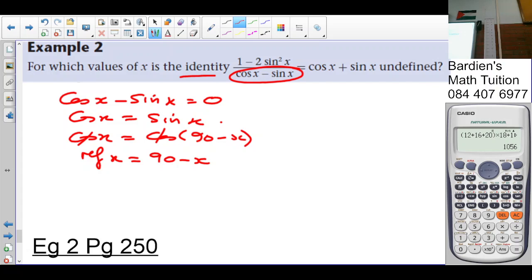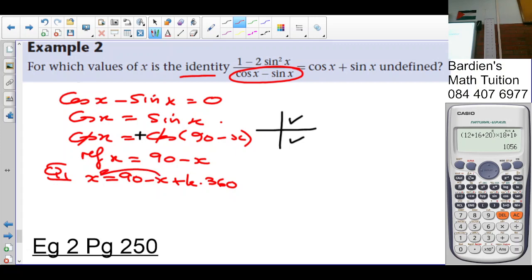Okay, so what question do we ask ourselves? In which quadrant is cos positive? Quadrant 1 and 4. So for quadrant 1, it's going to be x is equal to 90 minus x plus k times 360. You take it over. So 2x is equal to 90 plus k times 360, divided by 2. So x is equal to 45 plus k times 180.